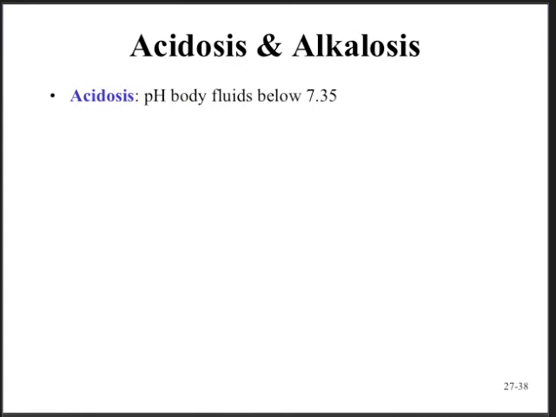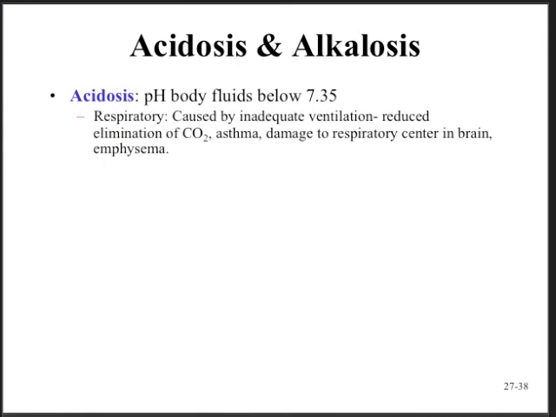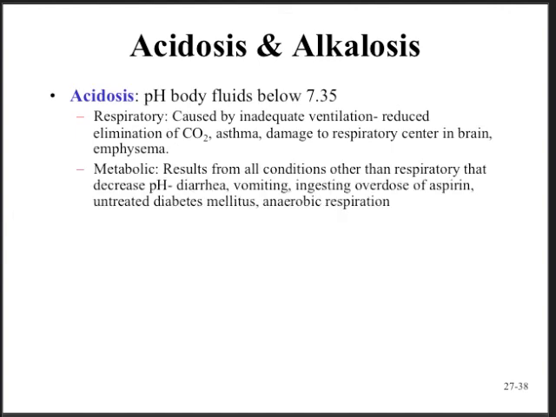Acidosis is defined as the pH of body fluids below 7.35. Respiratory acidosis is caused by inadequate ventilation, reduced elimination of CO2, asthma, damage to the respiratory center in the brain, and emphysema. All of these result in a decreased efficiency of ventilation. The result then is CO2 begins to accumulate in the tissue fluid and in the blood plasma, and that ultimately results in a reduction in the pH.